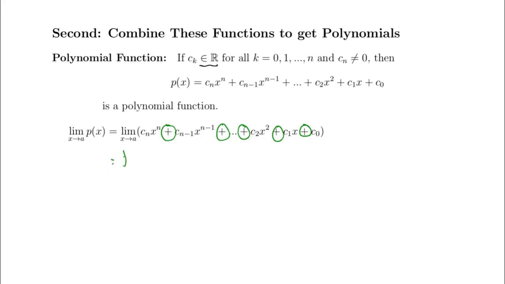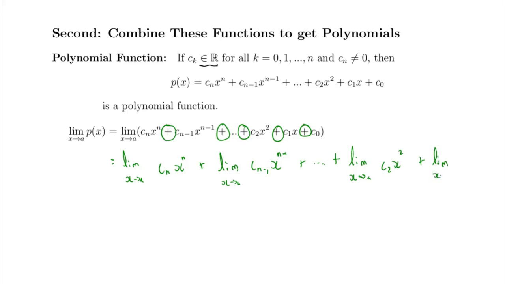So this is really the limit as x approaches a of c sub n x to the n, plus the limit as x approaches a of c sub n minus 1 x to the n minus 1, plus, and we're going to do this for all of them, we'll just put the limit on each term here. C sub 2 x squared, the limit as x approaches a of c sub 1 x to the 1, which is really just x, plus the limit as x approaches a of c sub 0. And then what we'll notice is that we have a whole bunch of coefficients.